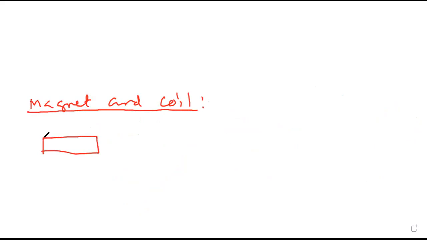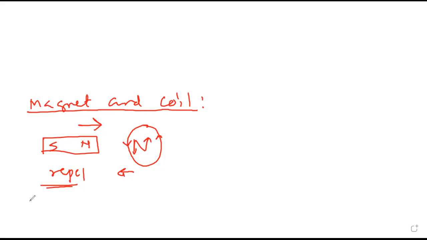One magnet has how many poles? 2 poles. So when the north pole of the magnet facing the coil is brought towards the coil, this face of the coil facing the magnet will behave as which pole? By Lenz's law, north is coming closer, we have to oppose. So this must behave like north. Then only it will repel. So what will be the direction of current? Anti-clockwise.